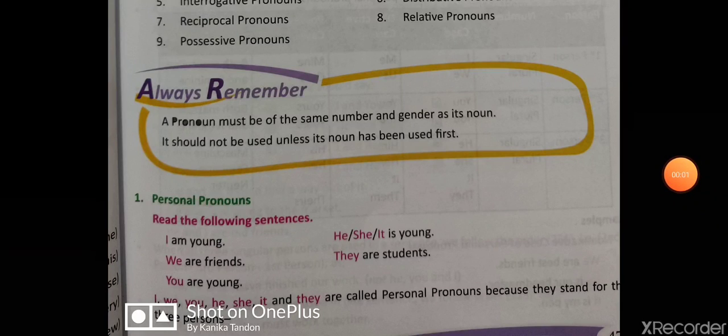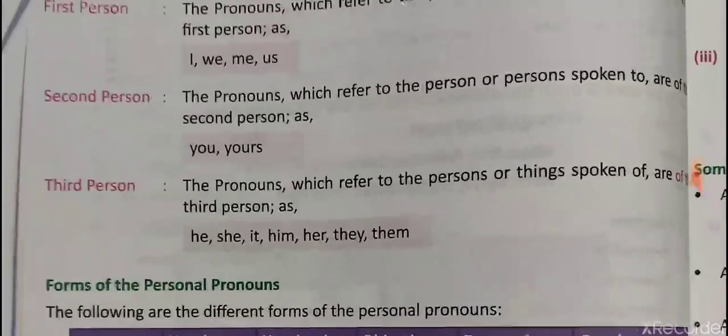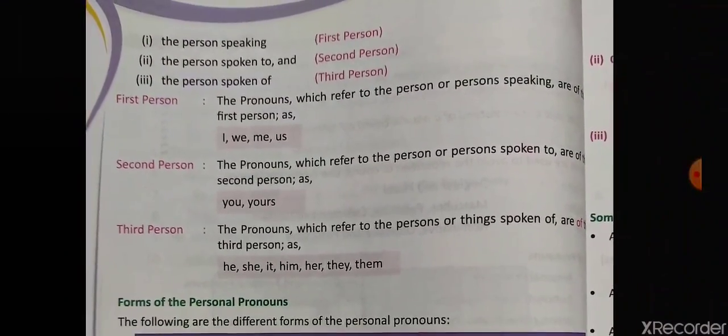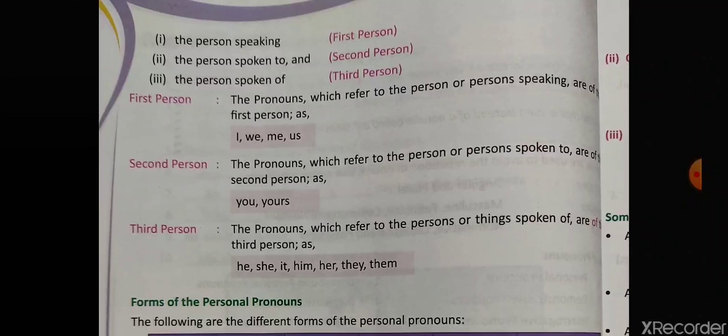So starting with number 1, which is personal pronoun. I, we, you, he, she, it and they are called personal pronouns because they stand for the 3 persons: the first person, the second person and the third person. Let me first tell you what a first person, second person and third person is.